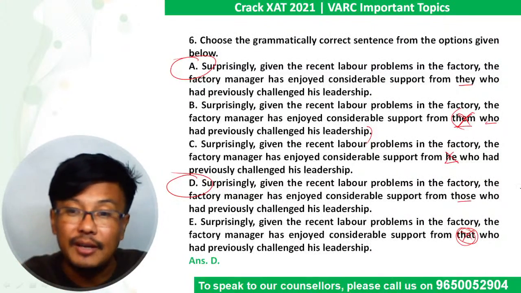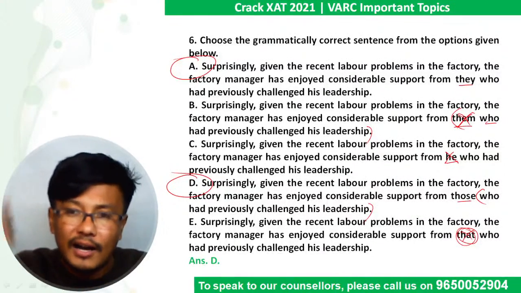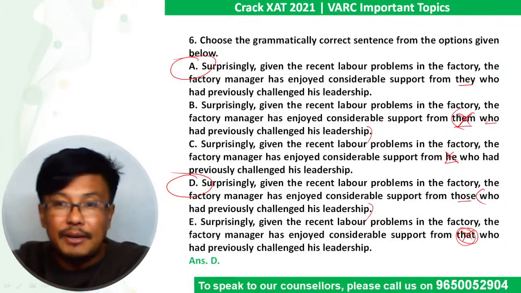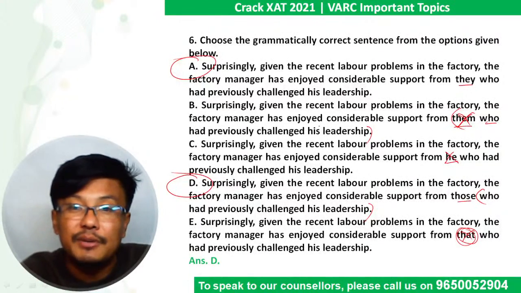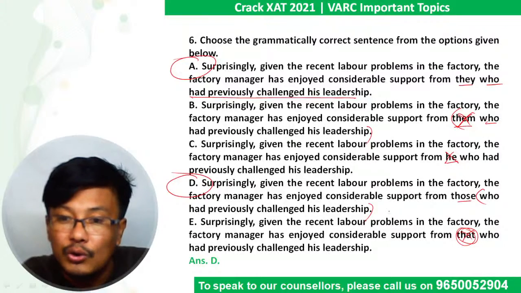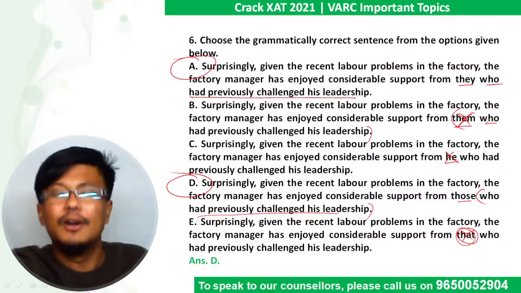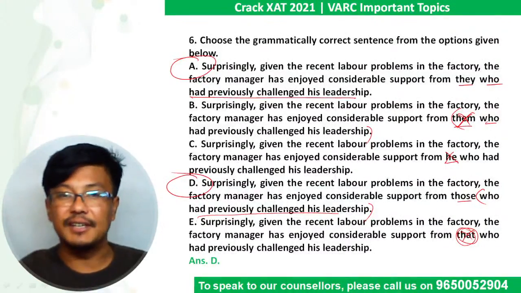"Those" is preferable here because it becomes a specific group of people. It's not simply considerable support from some people. Which people? Those who had previously challenged this leadership. Because of this clause, "those" is more suitable, because you are pointing out those people. Which people? Those people who had these issues. So the better answer here is D.